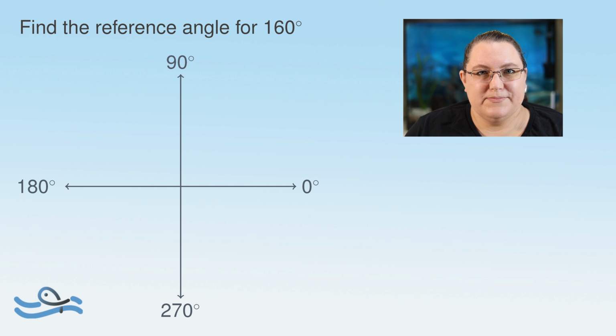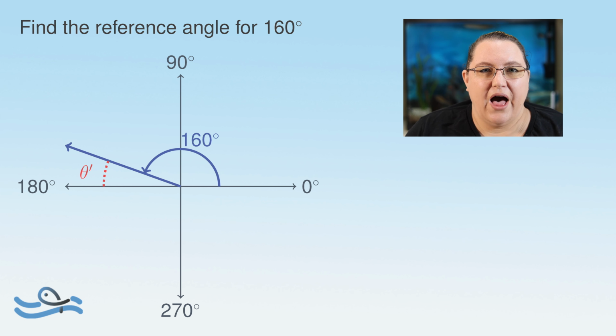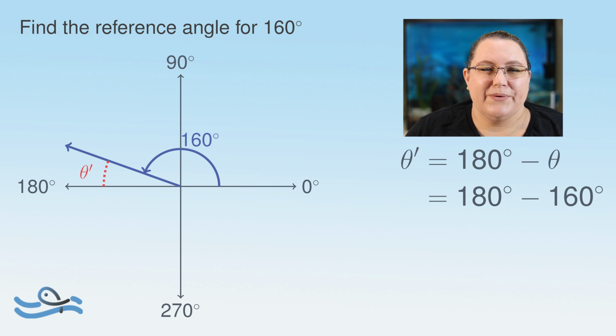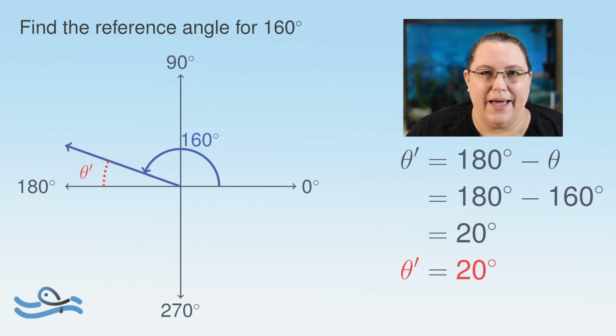Now, let's do some examples. For our first example, we'll find the reference angle for 160 degrees. So 160 degrees is in the second quadrant, meaning that to find the reference angle, I need to take 180 degrees and subtract my original angle. That's 180 degrees minus 160 degrees. 180 degrees minus 160 degrees is 20 degrees. That means that theta prime is equal to 20 degrees.